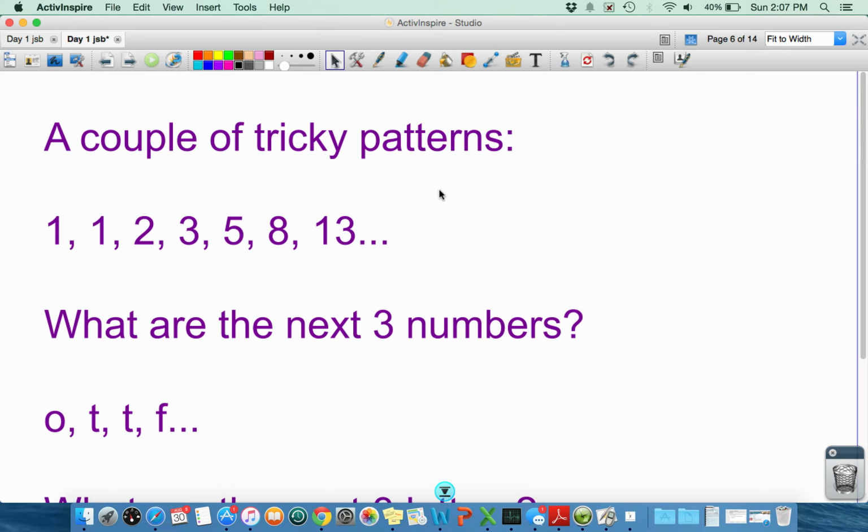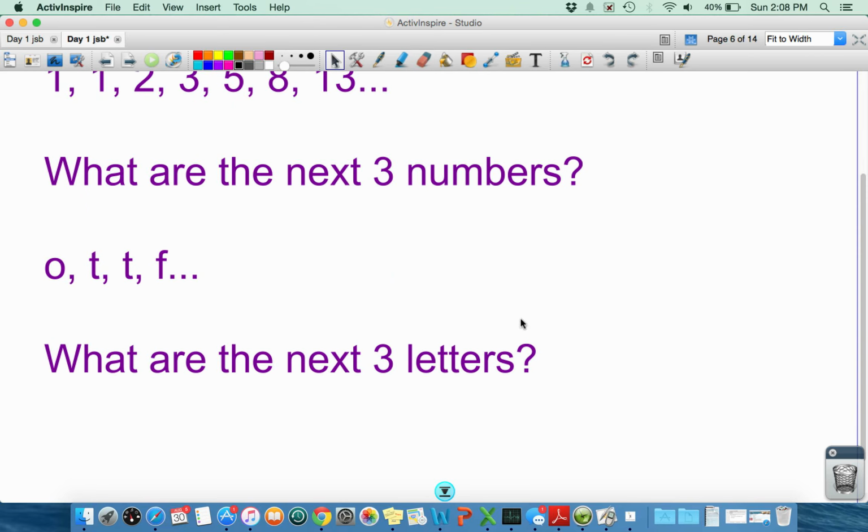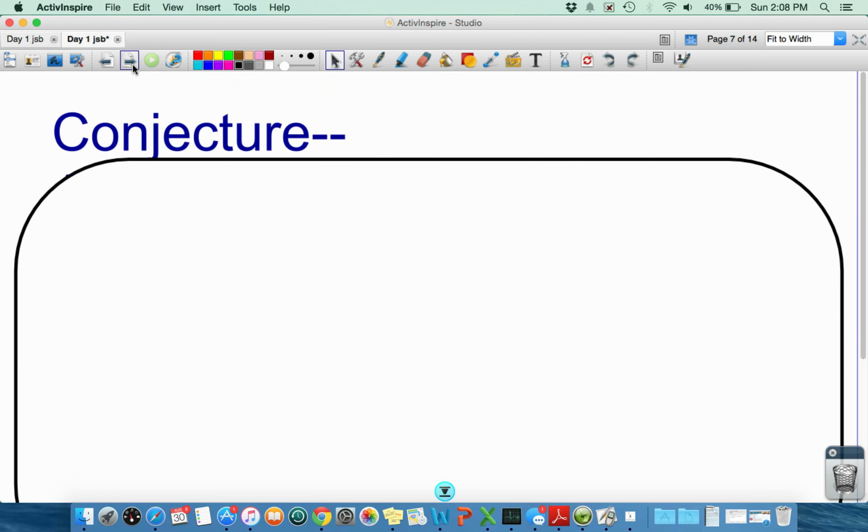Now for some more complicated patterns. This pattern: 1, 1, 2, 3, 5, 8, 13. See if you can figure out the next 3 numbers in that pattern. We'll talk about that in class the next time we meet. And not all patterns deal with pictures or numbers. This one deals with letters. So here we start with the letters O, T, T, F. And we want to see if you can figure out what the next 3 letters are there. And again, we'll talk about that in class. But please try to figure them out before you get here.